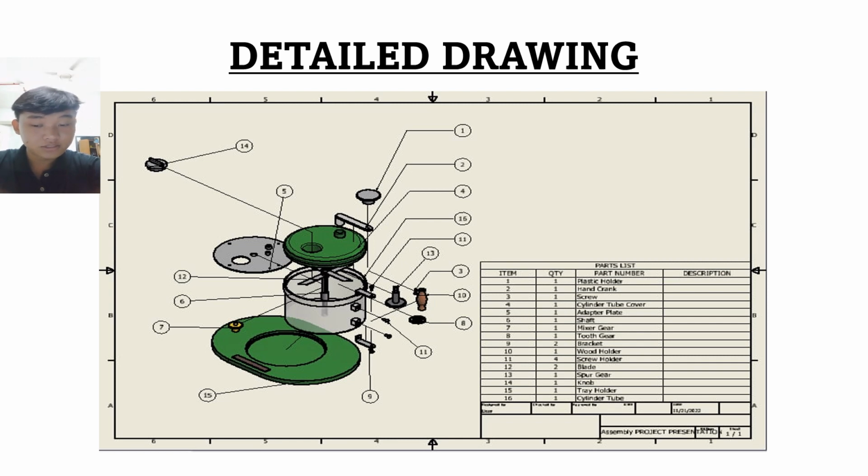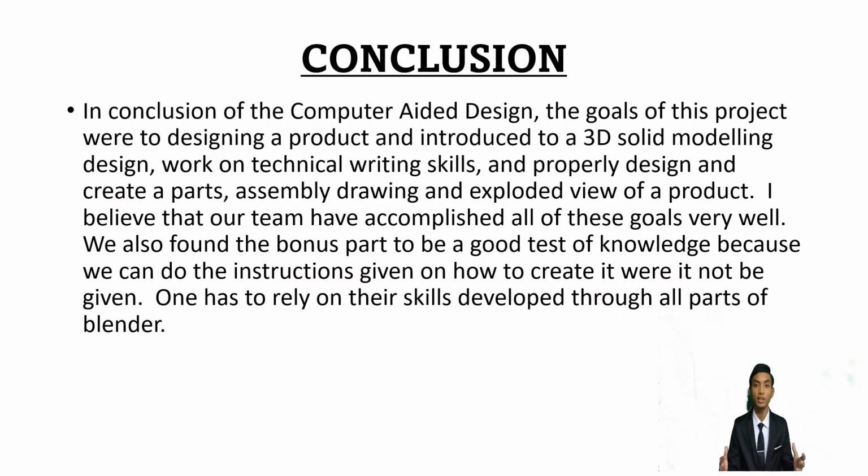All of the 16 parts include the plastic holder, hand crank, cylinder screw, cylinder tube cover, adapter plate, shaft, mixer gear, tooth gear, bracket, wood holder, screw holder, blade, spur gear, knob, tray holder, and cylinder tube. So that's all from me. Okay, thank you, my friend.